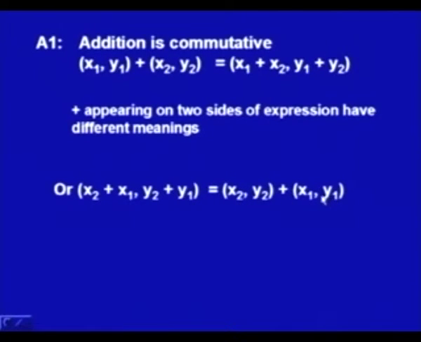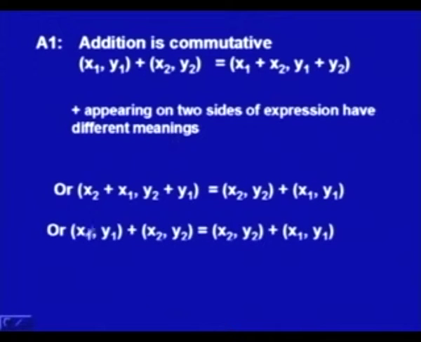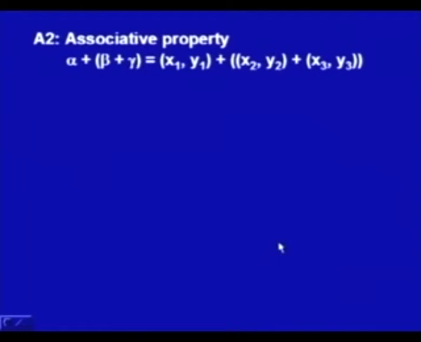and that simply means (x1, y1) plus (x2, y2) is the same as (x2, y2) plus (x1, y1). That means order of addition of vectors does not make much difference, whether we add this vector in this vector or this in this, it is one and the same. So, we say that addition is commutative.